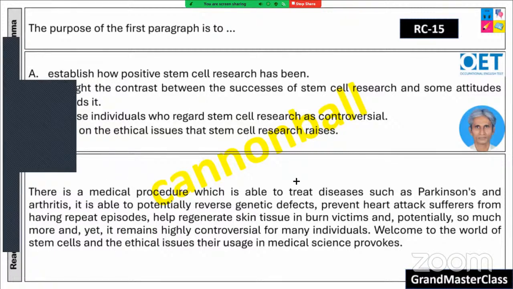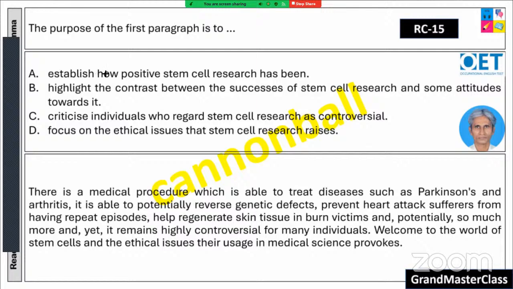So now let us take, yeah, the first paragraph. So this is the first paragraph. The purpose. What is the purpose is telling, right? Establish how positive stem cell research has been, highlight the contrast between the successes of stem cell research and some attitudes towards it, criticize individuals who regard stem cell research as controversial, and focus on the ethical issues that stem cell research raises.